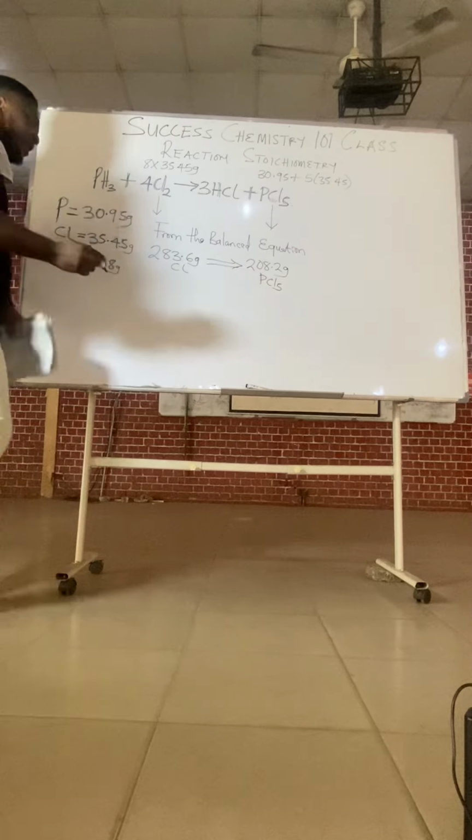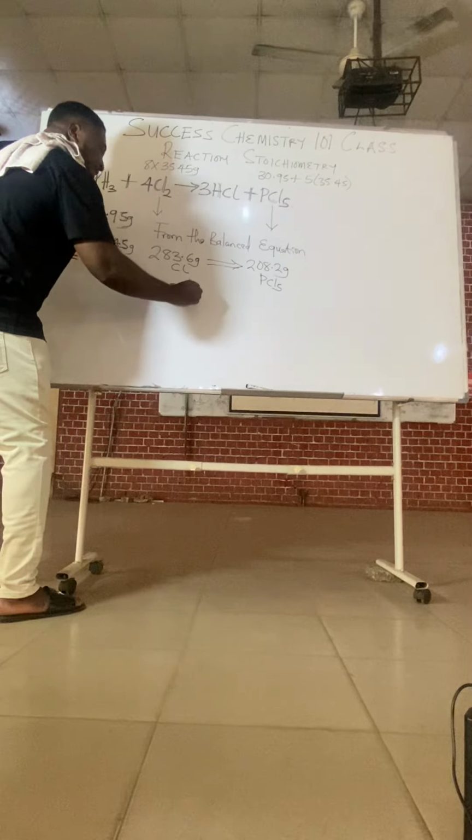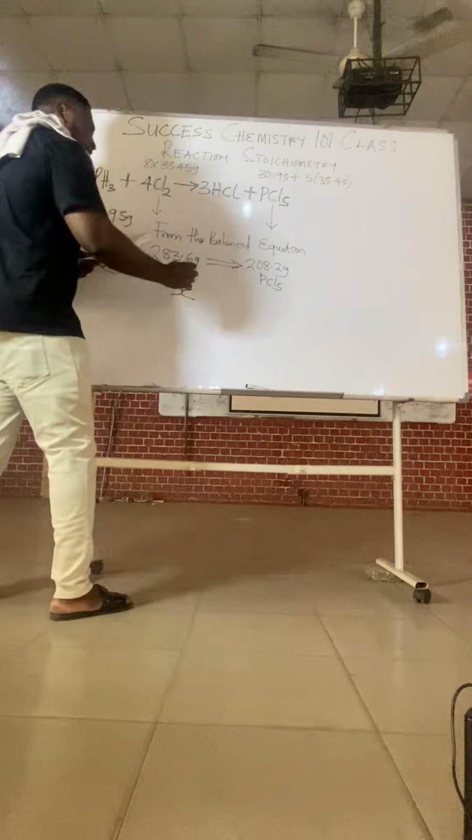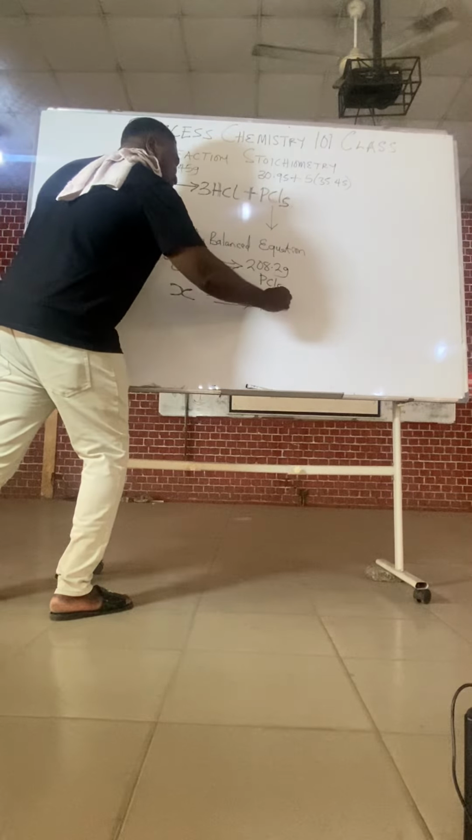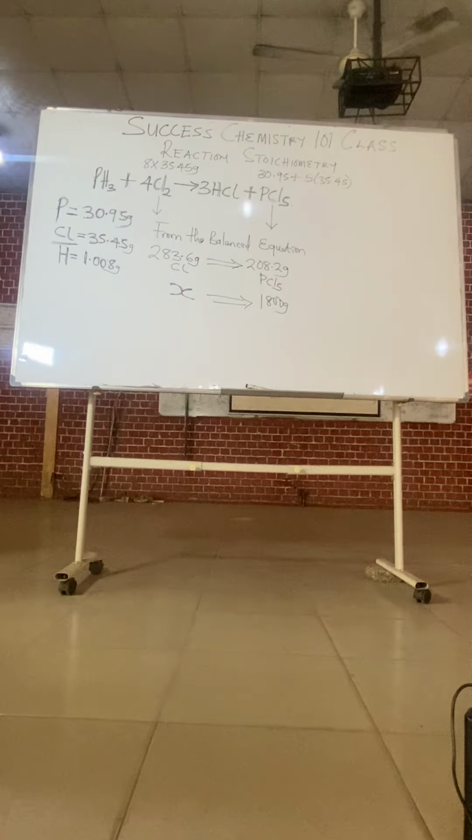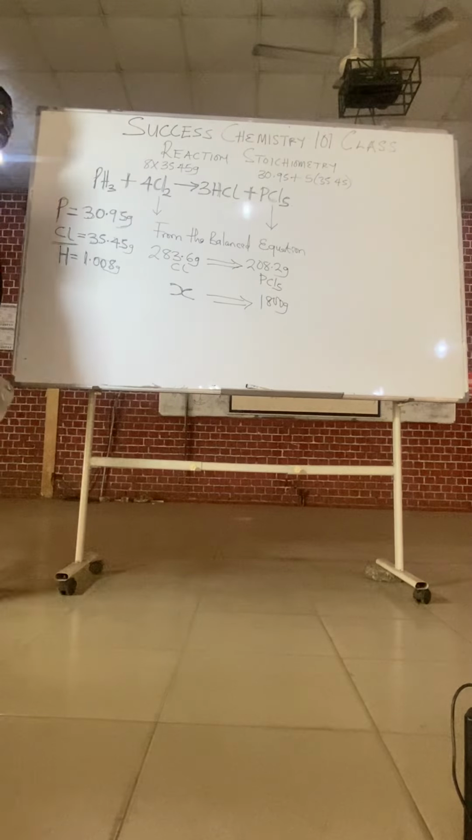Calculate the mass of chlorine. What mass of chlorine you don't know, call it what? Any place you don't know, put it as an unknown letter X or A or B or Y. What mass of chlorine will now produce 1,800 grams of this same PCl5? What do we do next?